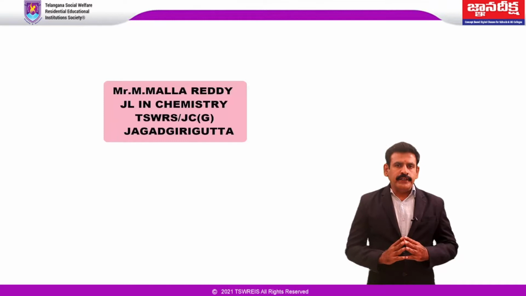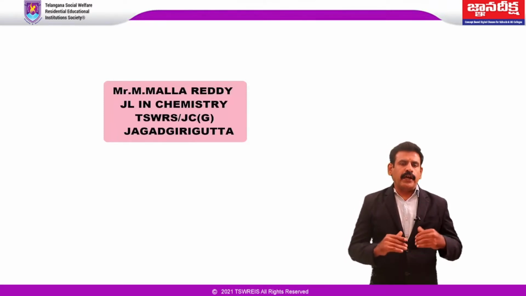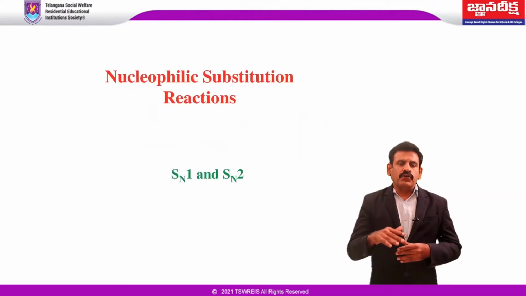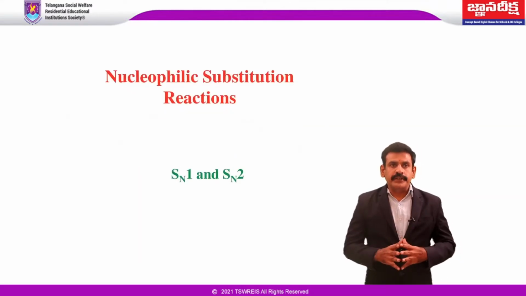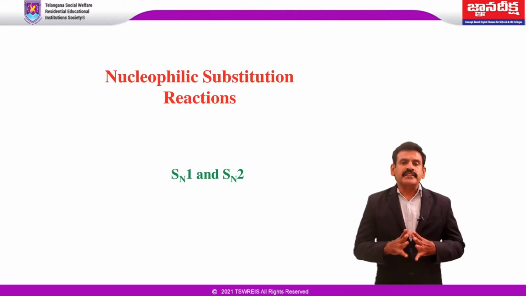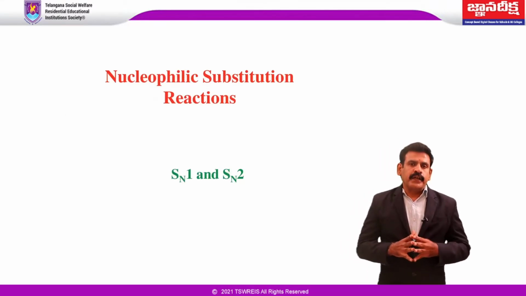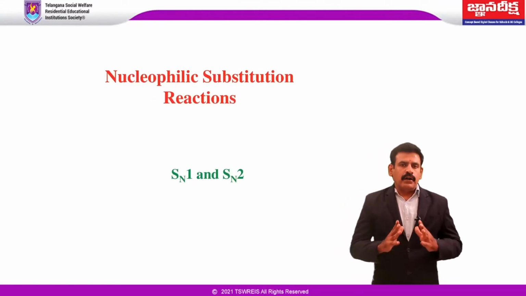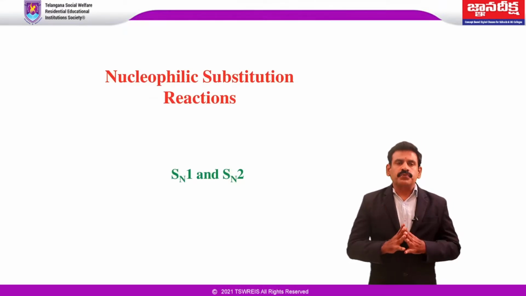Haloalkanes, haloarenes and their preparations and properties. In the part on properties of haloalkanes and haloarenes, today we are going to discuss nucleophilic substitution reactions. In nucleophilic substitution reactions, we have two types, that is SN1 and SN2.